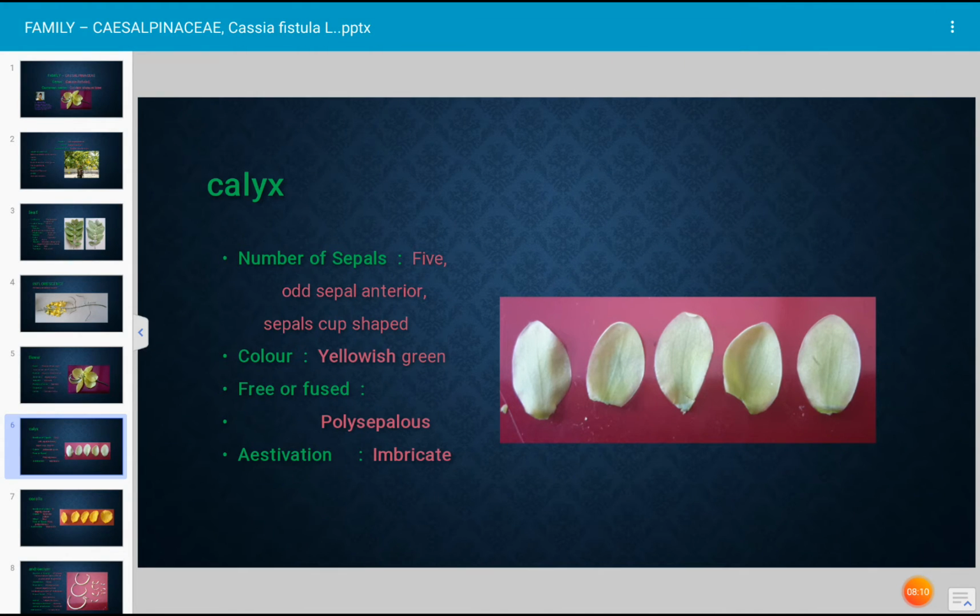Imbricate aestivation. In this, both the edges of one sepal in the flower are outside, and both the edges of another sepal are totally inside. All the remaining three sepals have one edge outside and one inside, like this. Such an arrangement is imbricate aestivation. Okay, next.